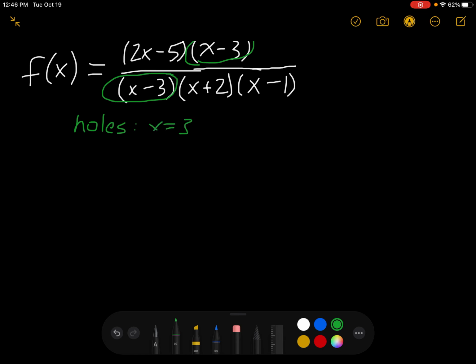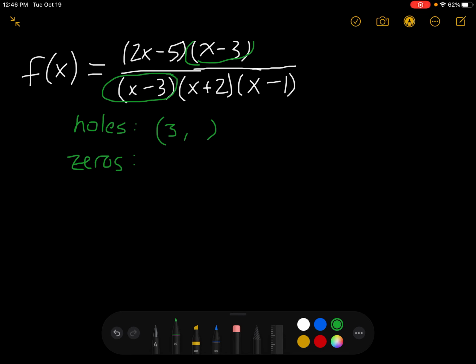Now I wrote x equals 3. Honestly, though, that's really not the best way to write it. The hole has an x coordinate, and it also has a y coordinate. So I'm going to put it as an ordered pair, 3 comma something. We'll figure out what that is in a minute. And then I'm thinking zeros.